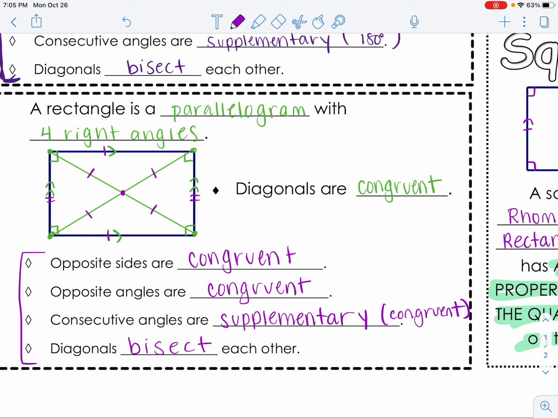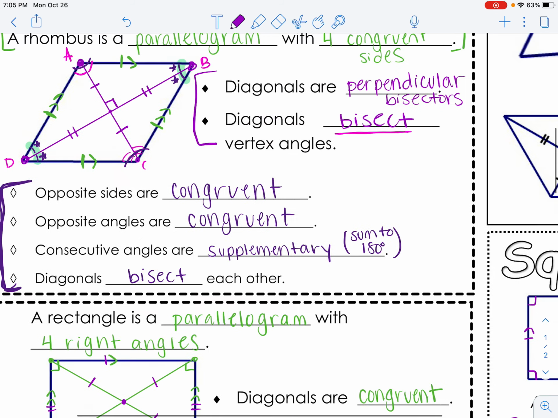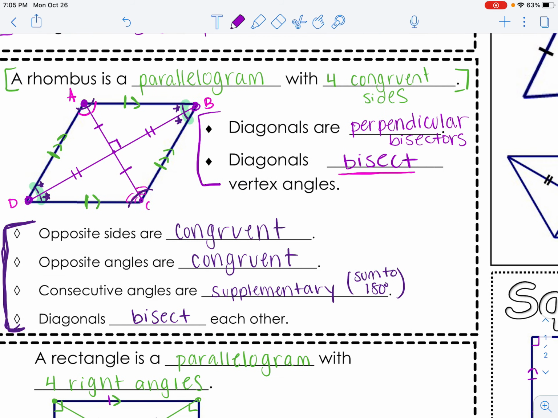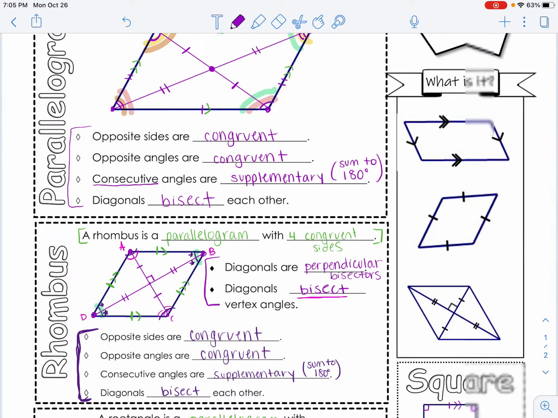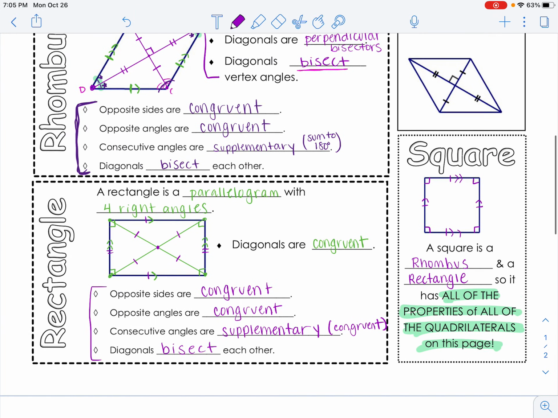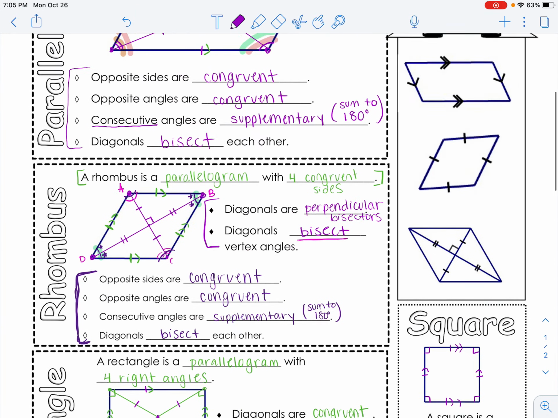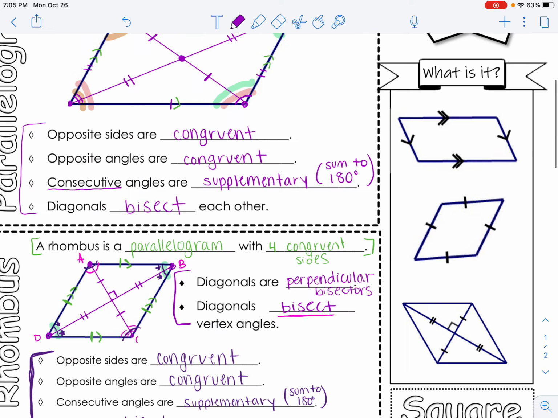Its consecutive angles are supplementary and congruent for this one, and the diagonals bisect each other. It also means that its diagonals are perpendicular bisectors. The diagonals bisect the vertex angles. Opposite sides are congruent. Opposite angles are congruent. All of these things from all of the other ones are true for the square. That's pretty cool. Let's look at these three on the side.